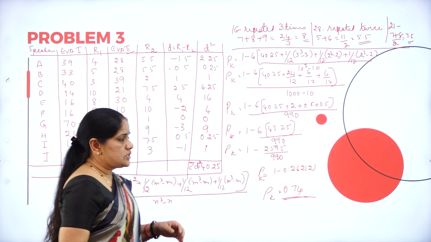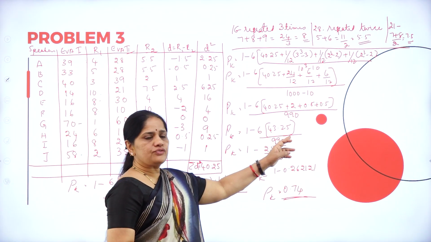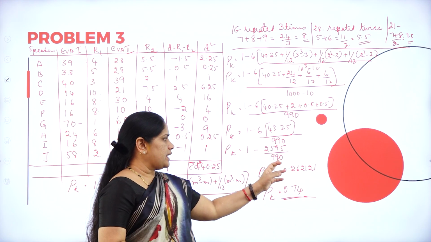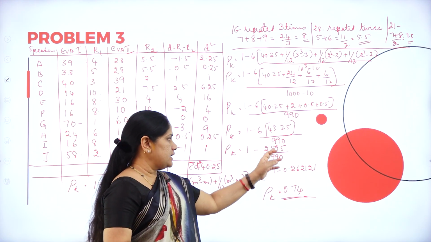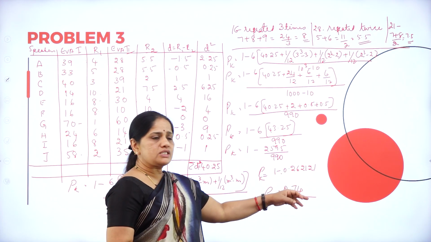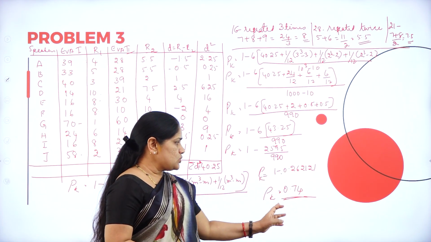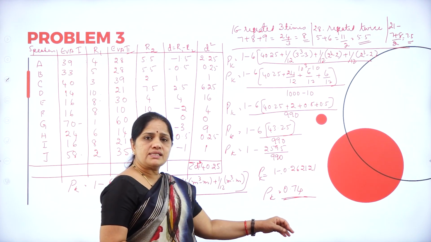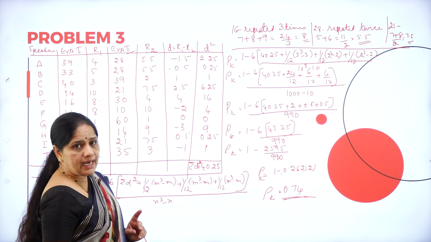990. So when I simplify this, 6 into 43.25, I get 259.5 divided by 990. You simplify this, I get 1 minus 0.262121. So 1 minus 0.262121 is 0.74. So this is the answer.